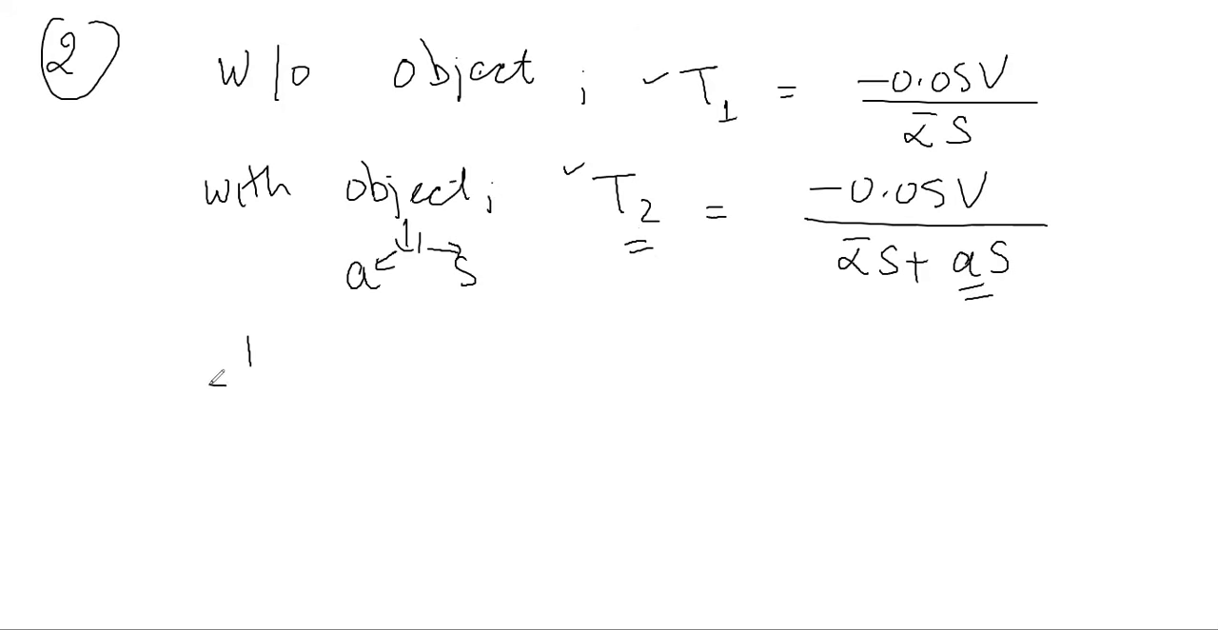If I do 1 upon T2 minus 1 upon T1 here, so I'll have alpha times S plus AS minus, oh sorry, there should be plus here because this is Sabine's formula.